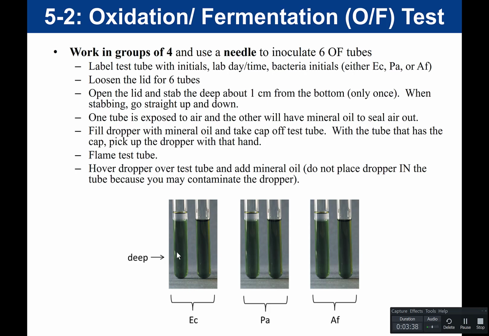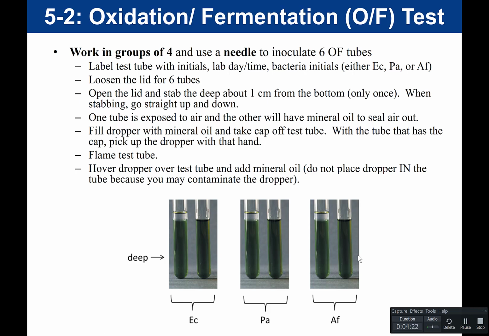Your group would have 6 OF tubes. So 6 total. You would label each test tube with initials, lab day and time, so Monday, Wednesday AM, Monday, Wednesday PM, etc., and then the initials of the bacteria. So for each organism, like E. coli, for example, you would have 2 tubes that would be labeled with EC. You would have 2 tubes that you would inoculate with E. coli. You would have 2 tubes that you inoculate with Pseudomonas aeruginosa. You would have 2 tubes that you inoculate with Alcaligenes faecalis.